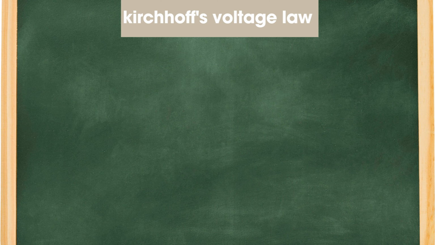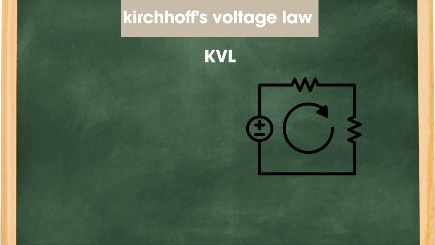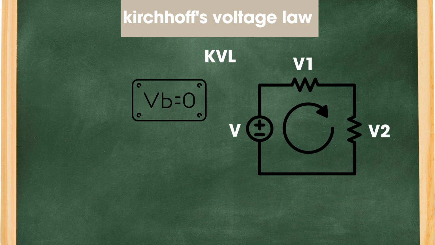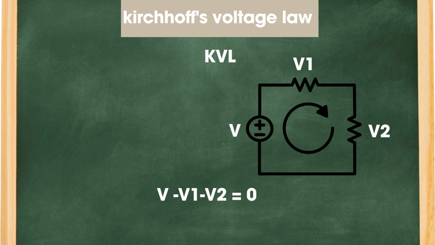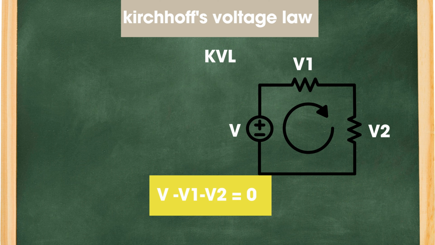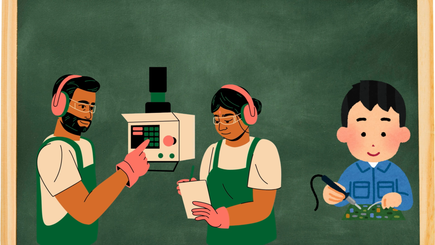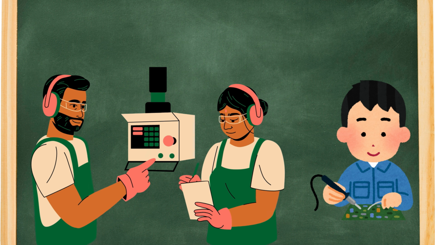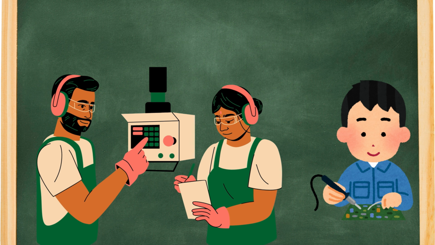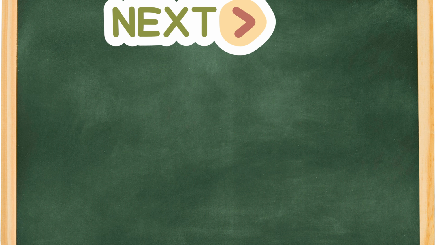Kirchhoff's voltage law, or KVL, states that the sum of all voltages around a closed loop must equal 0. In this loop, if we have a voltage source V and two voltage drops, V1 and V2, across the resistors, Kirchhoff's voltage law tells us that V minus V1 minus V2 equals 0. These laws are incredibly useful for analysing circuits where components are connected in complex ways. We'll use them frequently in our analyses.